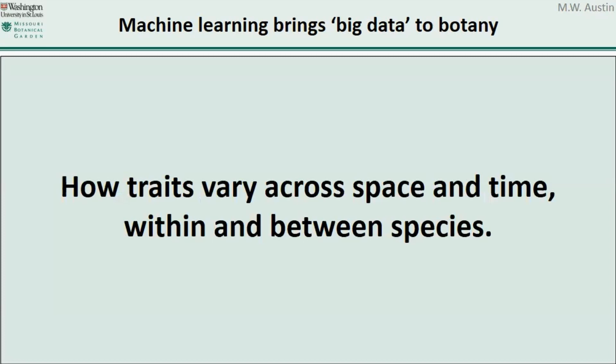Essentially, by applying machine learning to digitized herbarium data, especially as digitization efforts ramp up across the globe, machine learning is essentially providing big data to botany. And these large amounts of data can be used, again, for an infinite number of purposes, all of which can ask a variety of questions about how traits vary across space and time within and between species.